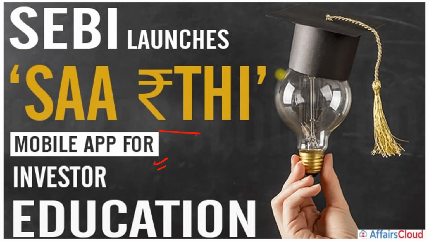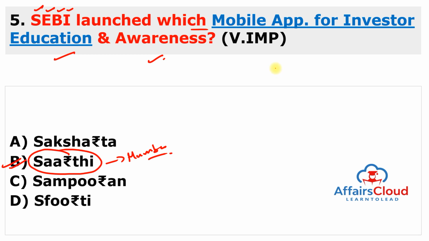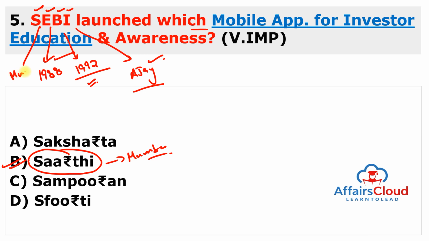So this application will be very useful for investors who want to know about securities and who want to know about trading. So this is the Sarthi application. You have to remember the name of the application only. And remember about SEBI here. SEBI was established in 1988 and became a statutory body in 1992. It means the SEBI Act came into force in 1992. Its head is Ajay Tyagi and its headquarters is in Mumbai.